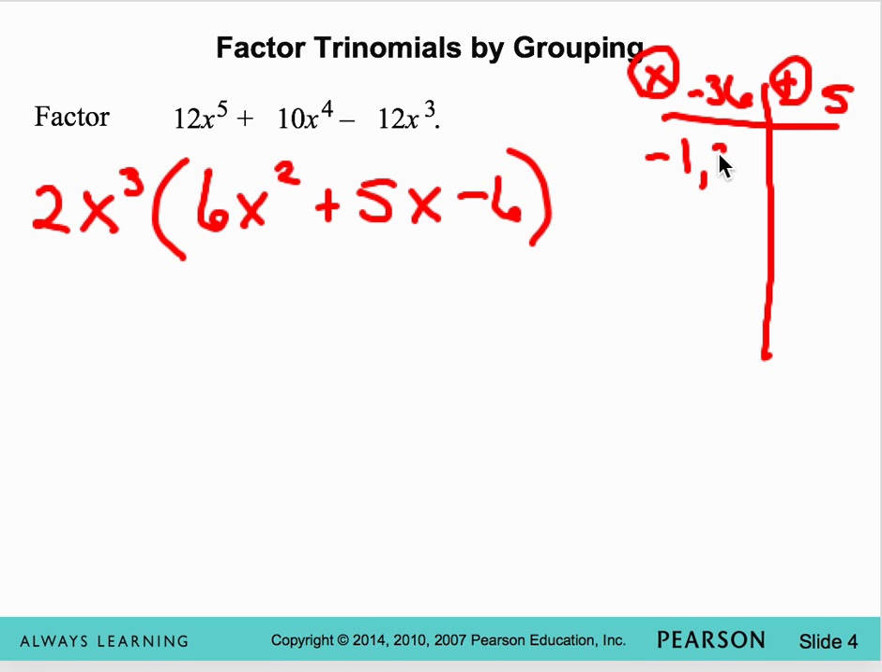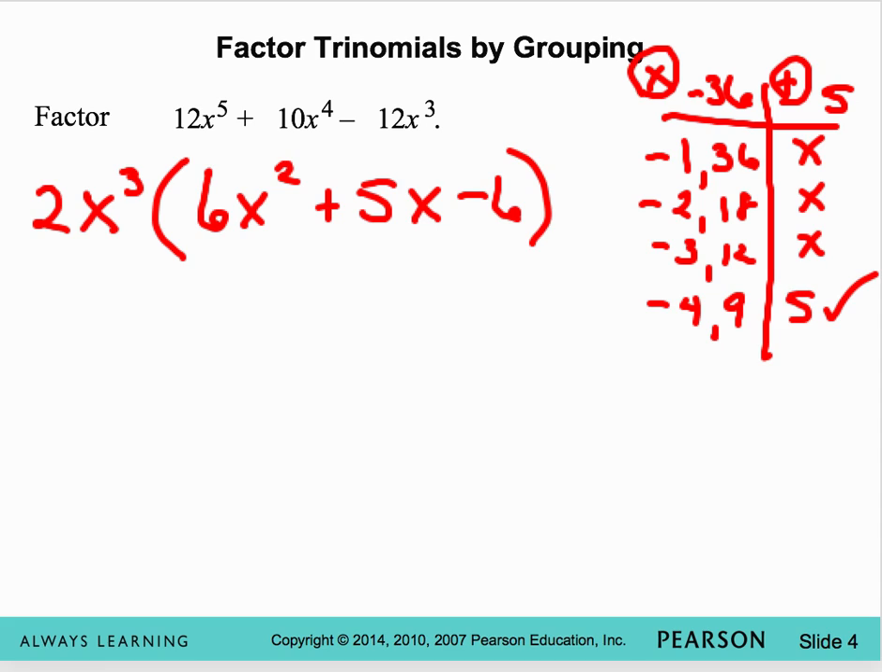So negative 1 and 36, not 5. Negative 2 and 18, not 5. Negative 3 and 12, not 5. Negative 4 and 9, hey, that's 5. Found it. Now, don't forget this factor. These are factors you already found, so don't forget them. Bring them along with you. And I know I'm about to put a bunch of parentheses in there doing that factoring, so just to help me keep all my parentheses straight, maybe I'll change that to a bracket.